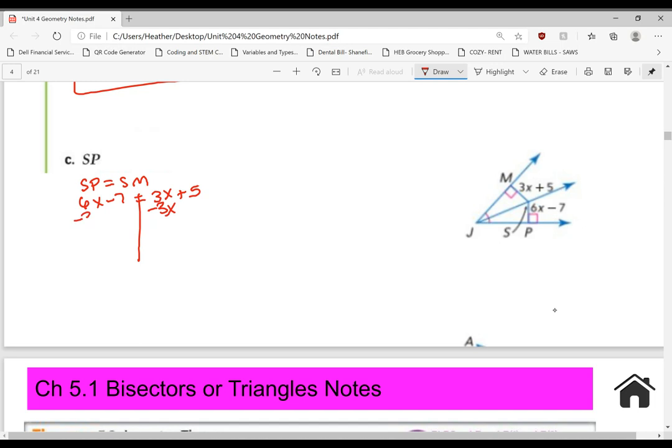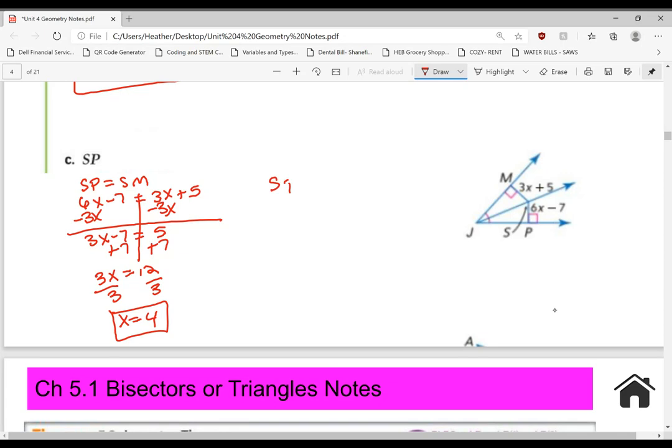So minus 3x from both sides. We get 3x minus 7 equals 5. Add 7 to both sides. We get 3x is equal to 12. Divide by 3. x is equal to 4. Now we plug x equals 4 into SP. SP is equal to 6x minus 7. So 6 times 4 minus 7, we get 24 minus 7, which is 17.